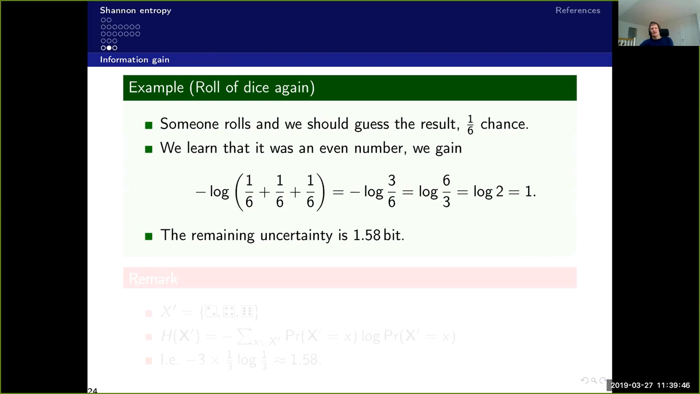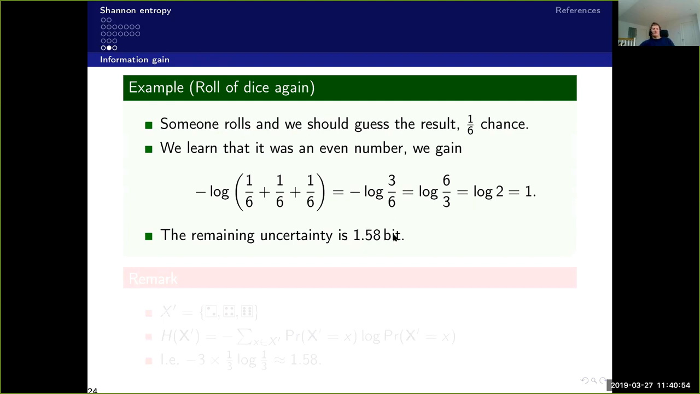Now this reveals something to us, because if we know it's an even number, it's kind of stupid to guess that the die shows 1, 3, or 5. So we have learned some information. The question is how much we have learned. If we use the definition that we saw on the slide before and simply plug in these probabilities, the logarithm of this event happening is 1/6 for it showing 2, for showing 4, and then for showing 6. We can compute this and find that we have learned 1 bit of information. And that makes sense, because we have actually removed half of the options that we need to guess.